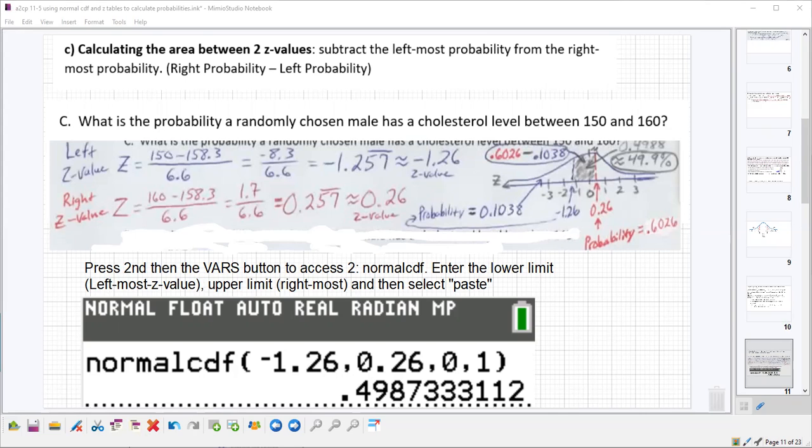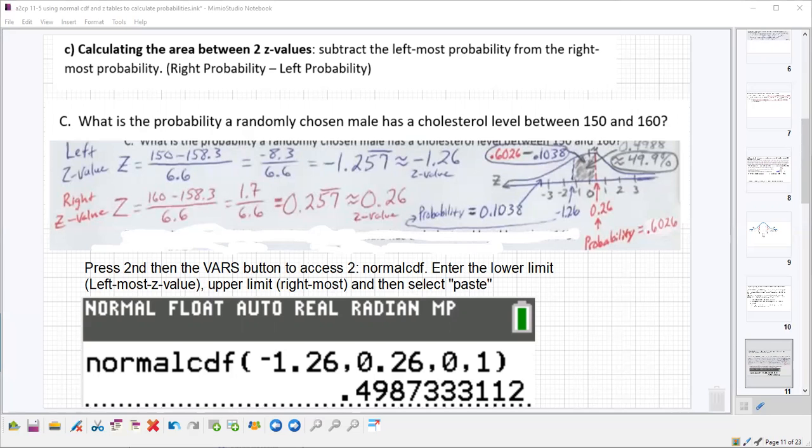Now, if you happen to not have a color edition or one that gives you the prompts, you would need to enter the values separated by commas just like here. Lower limit, upper limit, mean, and standard deviation. Okay, after you hit enter, it will give you that probability. It'll give you the area under the curve.